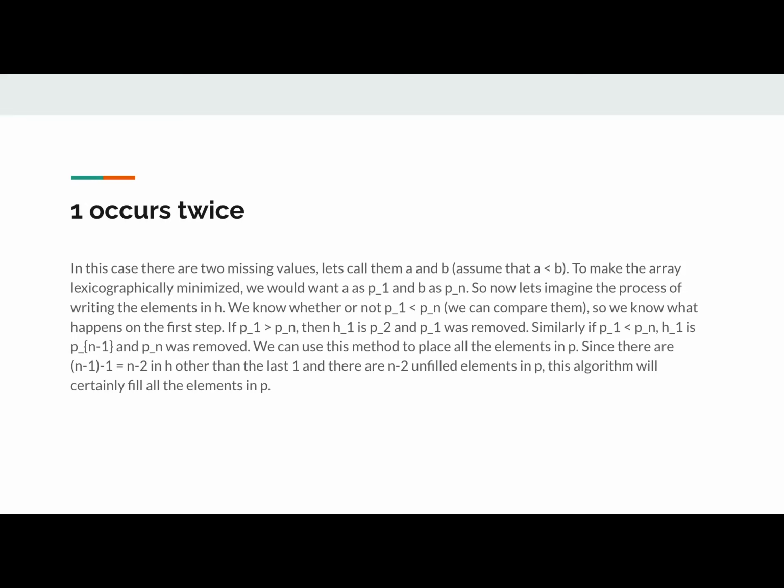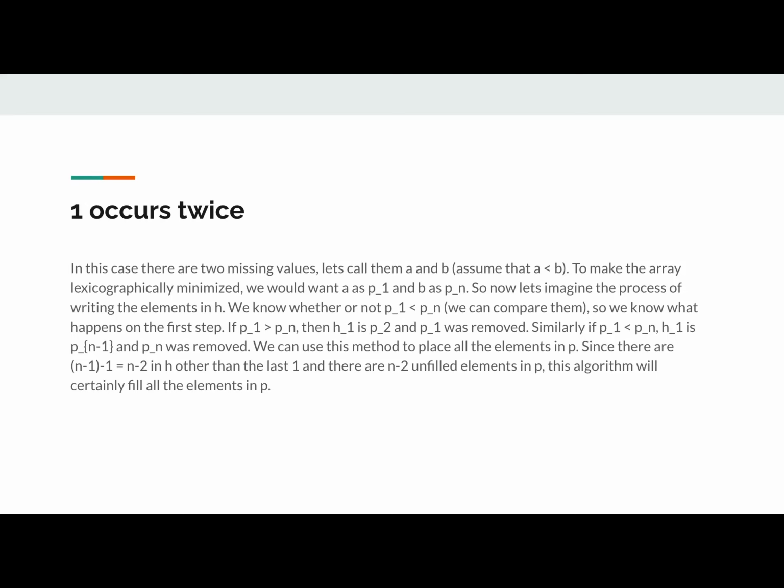And with this process, we'll always know what the first and the last element are, and we can simulate the entire process, and we can use this method to place all the elements in P. Since there are a total of n minus 1 minus 1 equals n over 2 in H, other than the last one.